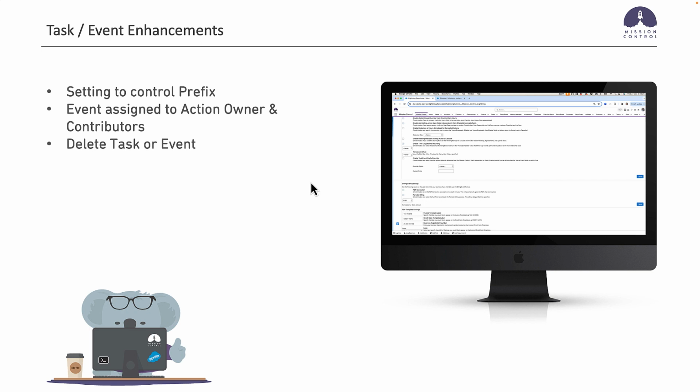Previously, when the event was generated, it was assigned to the action owner if that action owner was a role that was linked to a user. That will also now associate contributors to that event as well. So if the contributor is referencing a role that is linked to a Salesforce user, then that Salesforce user would also be assigned to that event. And then if you have ticked the box to create the task or event, and then you uncheck that box, the related task or event will actually be deleted as well.